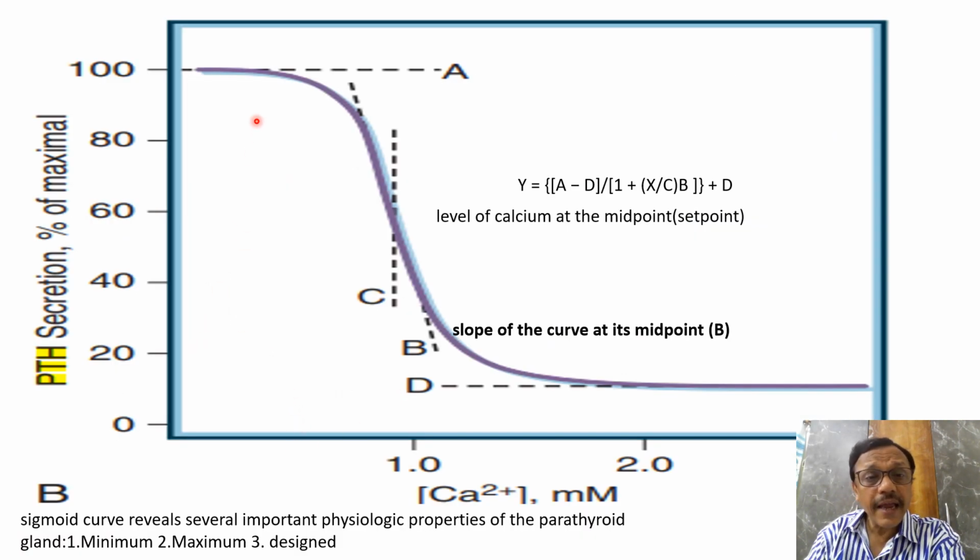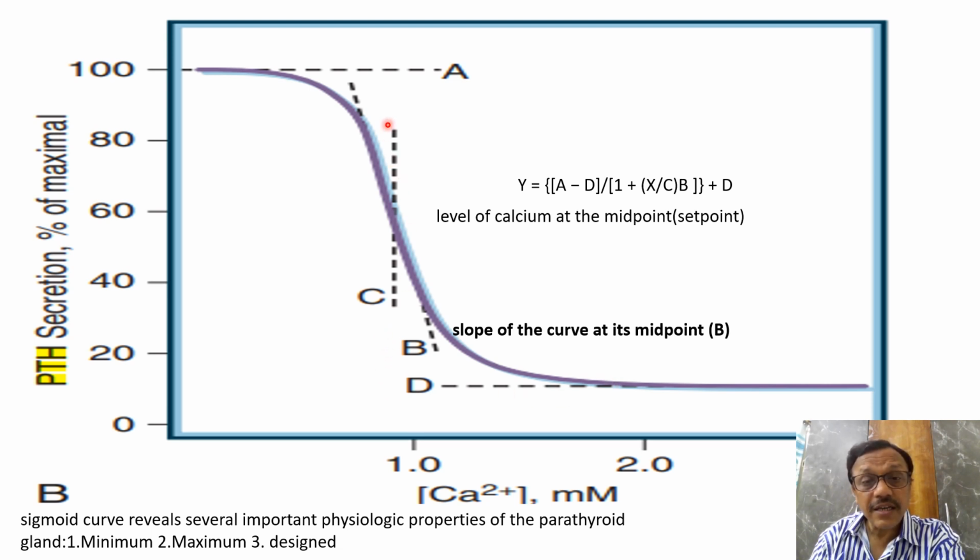Now, A represents the maximum amount of parathyroid hormone secretion. D denotes the minimum amount of parathyroid secretion. This is the minimum amount, not zero. Okay, so when there is a high amount of calcium, the amount of parathyroid hormone does not become zero. It is minimum but not zero.